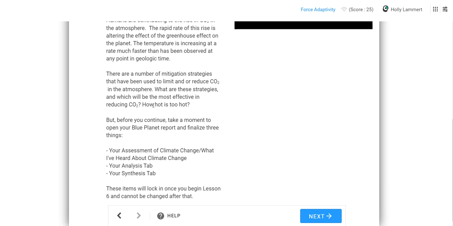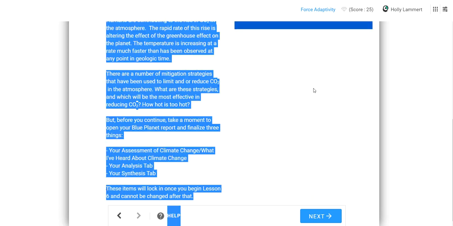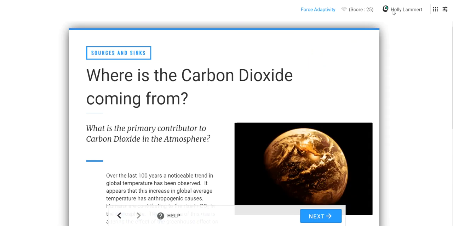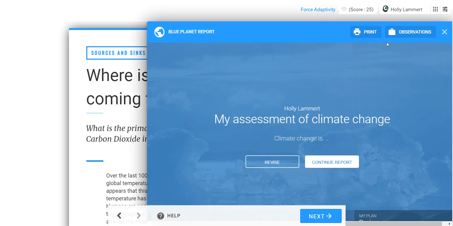How hot is too hot? Before you continue, take a moment to open your Blue Planet report and finalize 3 things: your assessment of climate change, what you've heard about climate change, your analysis tab, and your synthesis tab. These items will be locked once you begin lesson 6 and cannot be changed after that. That's because we've collected a good amount of our information here, so go ahead and open your Blue Planet report. That's up here in the corner.